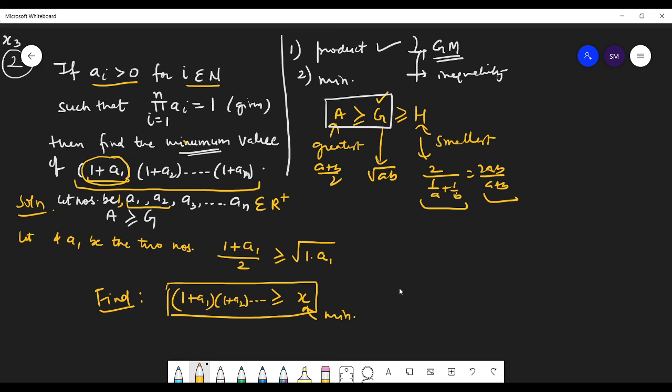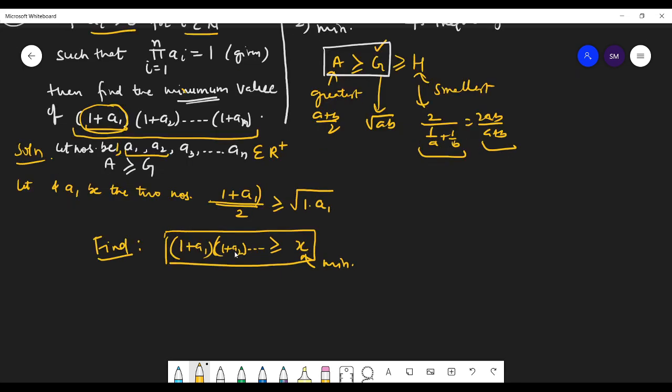Is this okay? So can you see that I am getting here A plus 1 by A, the same thing, 1 plus A1. But I don't need the 2, so how shall I write it? Multiplying both sides by 2, what do I get? 1 plus A1 is greater than or equal to 2 under the root A1. Agreed?